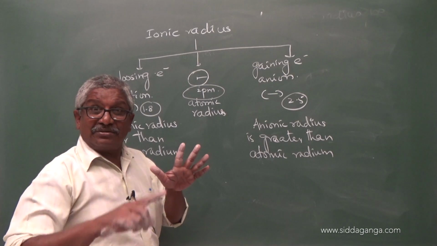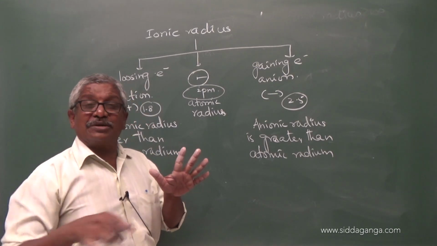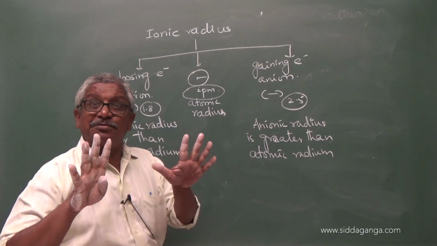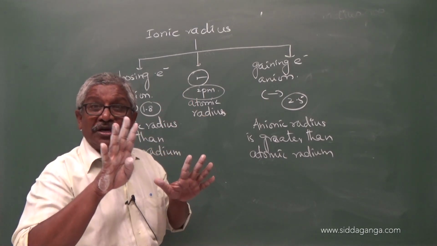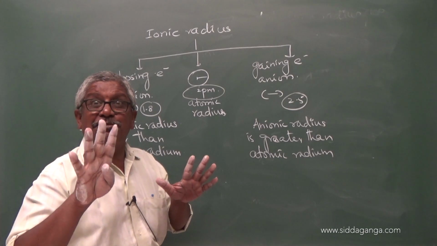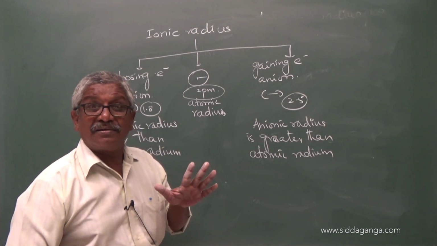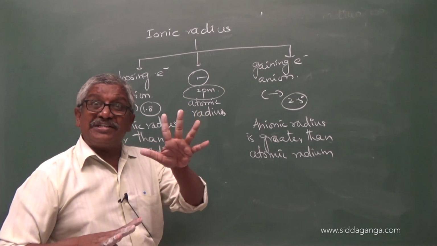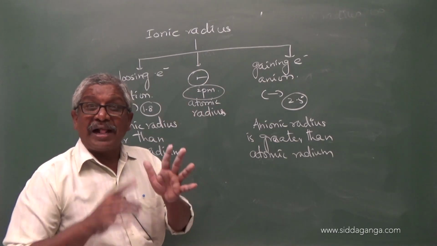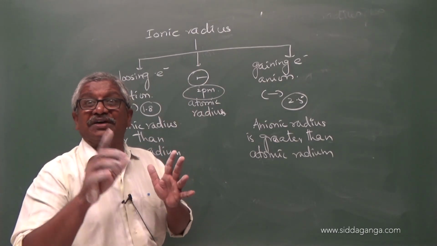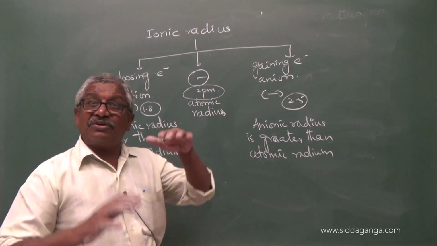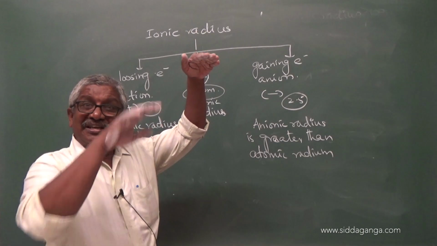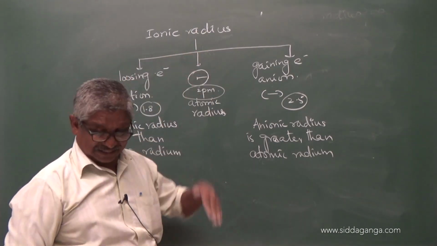Protons are in the nucleus and electrons are in the outermost orbit. Which number is more? Proton number is 5 and electron number is 4. So the electrons' negative charge power is lesser and the positive charge power is more. What will happen? The nuclear force of attraction increases. If the nuclear force of attraction increases, the radius decreases.